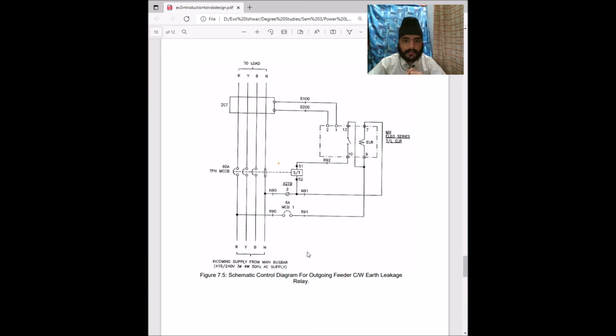For three phase it is 450 volt, while for single phase it is 240 volt. The frequency is 50 Hz and this is AC supply. It will go through the feeder, which is this earth leakage relay. There are 4 load lines: red, yellow, blue and neutral. The current will pass by the MCCB. This symbol is the MCCB, stated here as 60 ampere TPN MCCB.